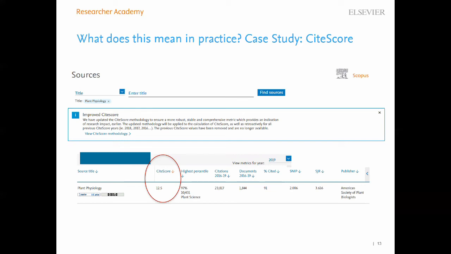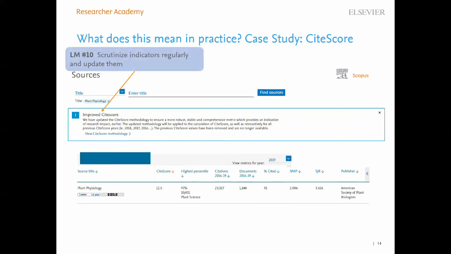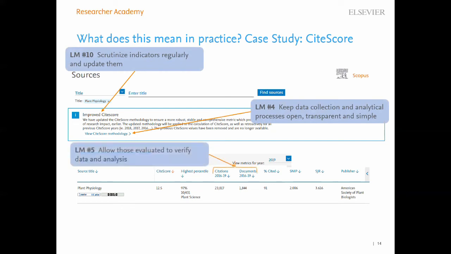It was launched in 2016, and after much research and reflection on expert and user feedback, we actually revised it in 2020. That links back to Principle 10 of the Leiden Manifesto to scrutinise indicators. The methodology is simple and easy to understand. That links to Principle 4 in the Leiden Manifesto, making data collection and analytical processes open and simple and easy to understand. The underlying data are freely available for verification purposes. No subscription to Scopus needed. That covers Principle 5 of the Leiden Manifesto.